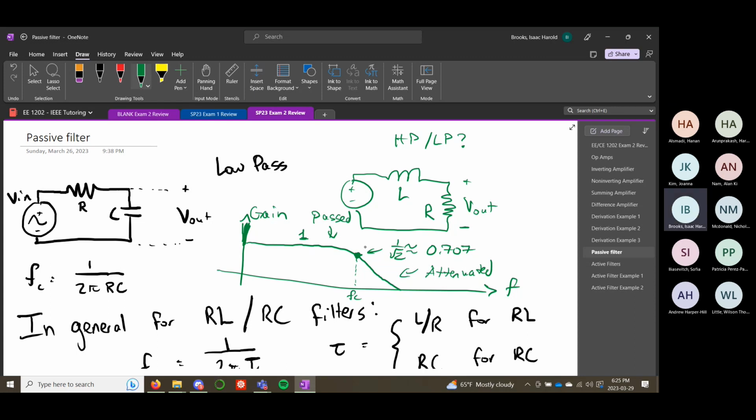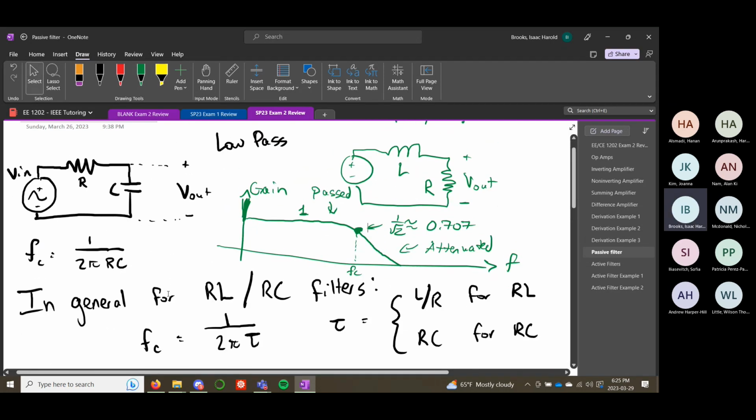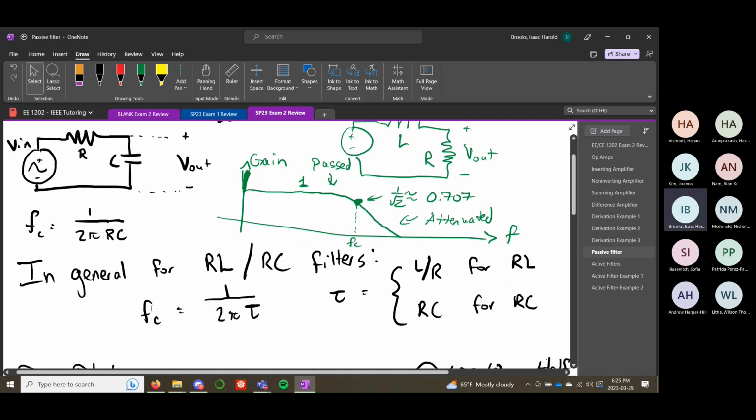Okay, so the cutoff frequency is important, and every filter is going to have a cutoff frequency, and that's one of the major points on the Bode plot that you can really be concerned about. There's a million points, but one of them is very important. And for a bandpass, it's 2 of them. So for passive filters, for RL and RC filters, you can generalize that the cutoff frequency is this.